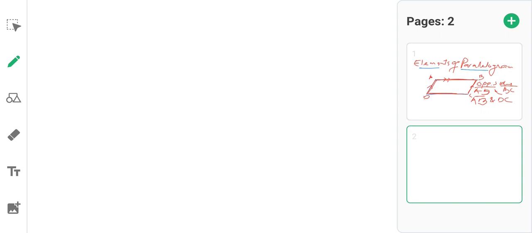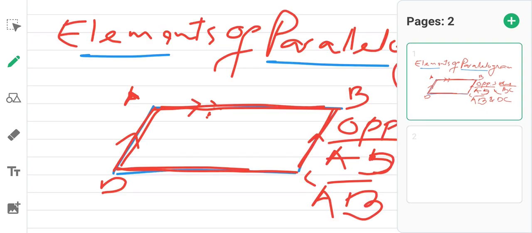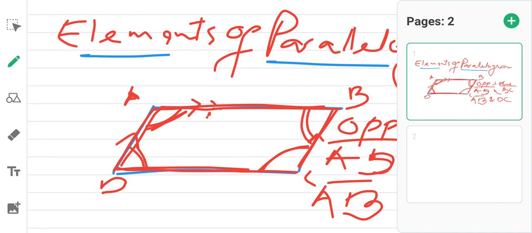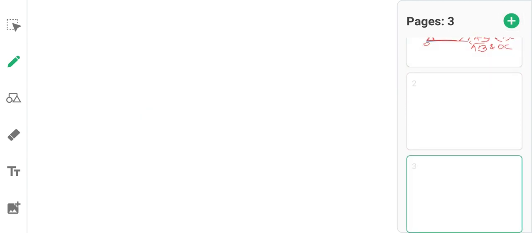Then see, if you can see here, it has also got four angles: angle A, angle B, angle C, and this is angle D. And you know that in parallelogram opposite angles are equal. So that means this angle D is equal to angle B, and this angle A is equal to angle C. Right? Okay, so these are the four angles of a parallelogram. So we talked about what are the opposite sides.